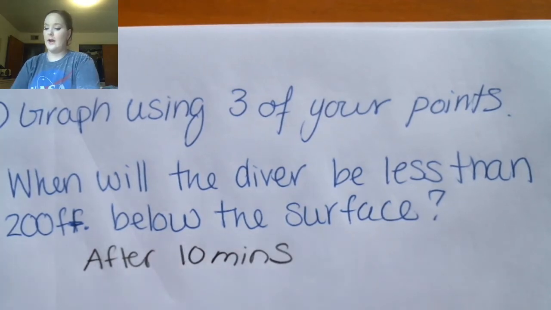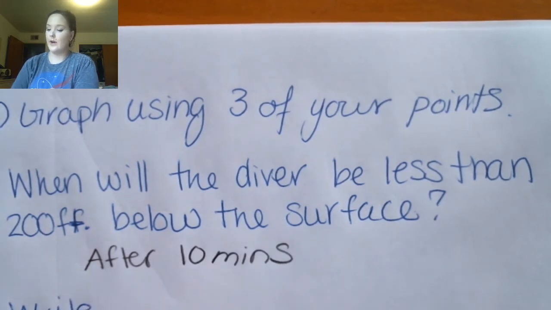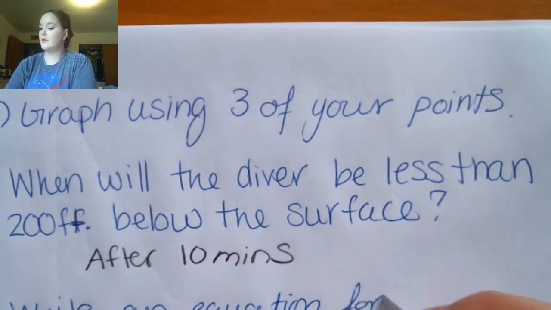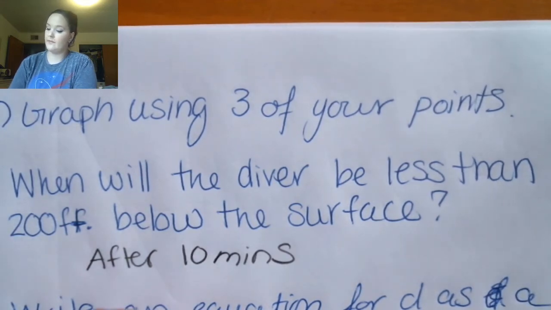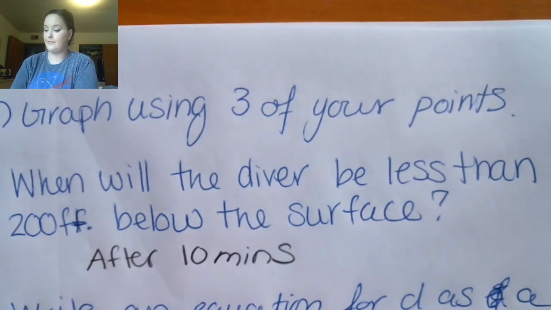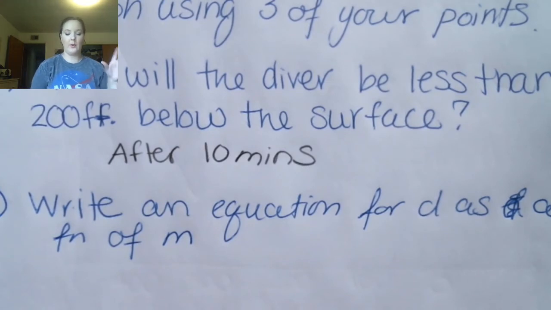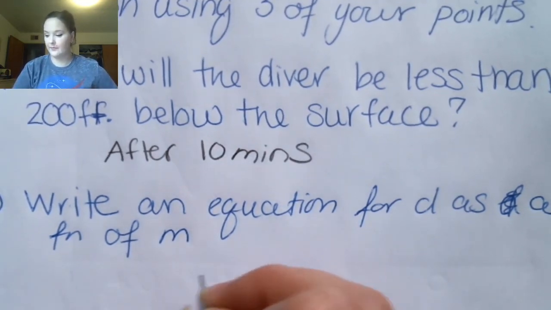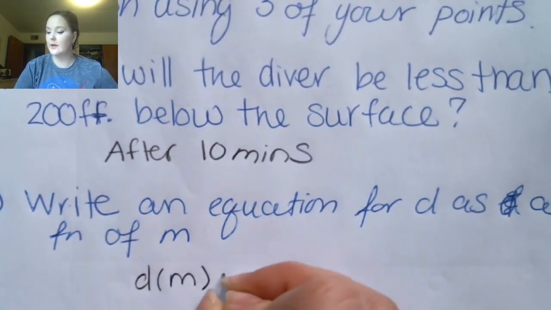All right, so now we've answered all these questions without actually having an equation. So we're going to write an equation for D as a function of M. We're going to think about what we did to get the answers in the table. First of all, we're writing an equation for D as a function of M, so we're going to start with D of M equals.